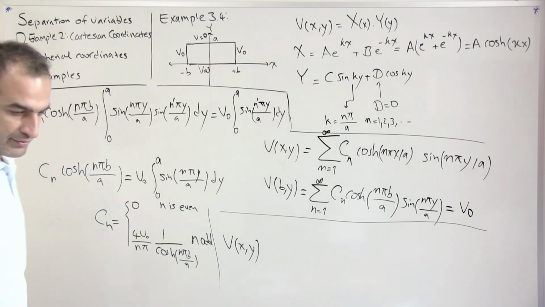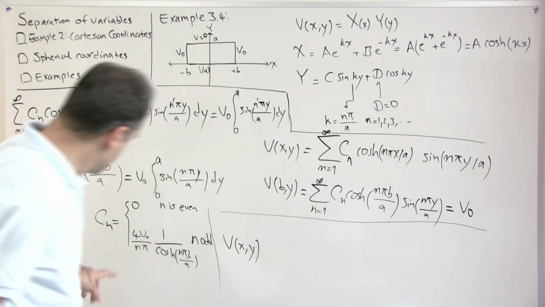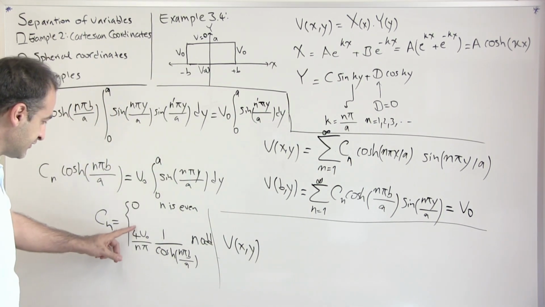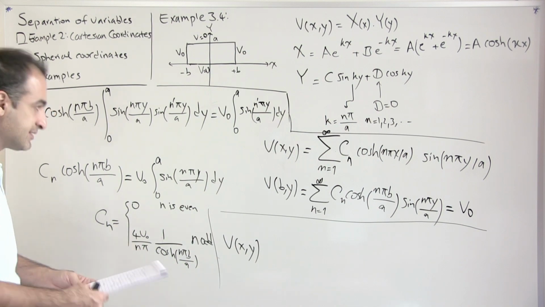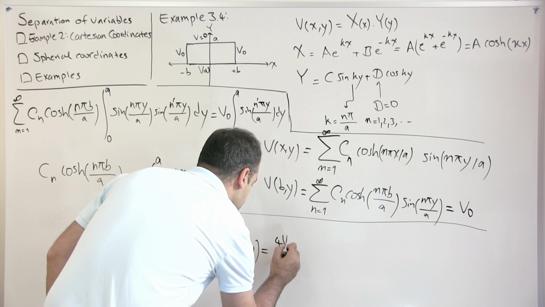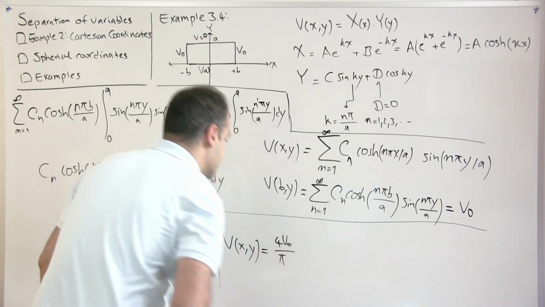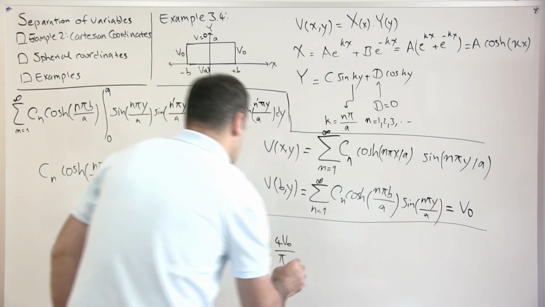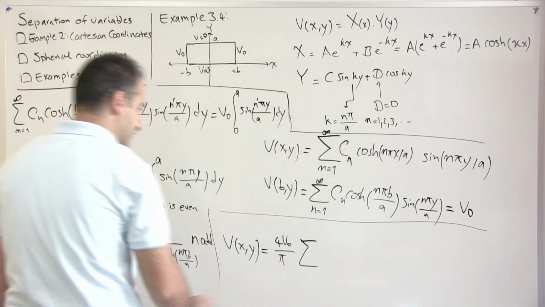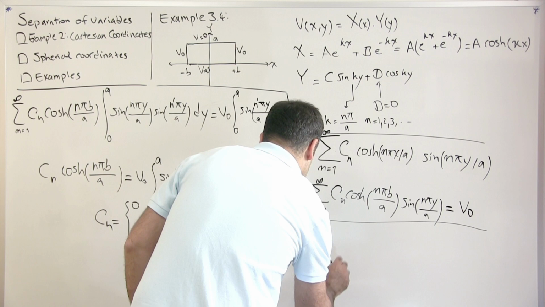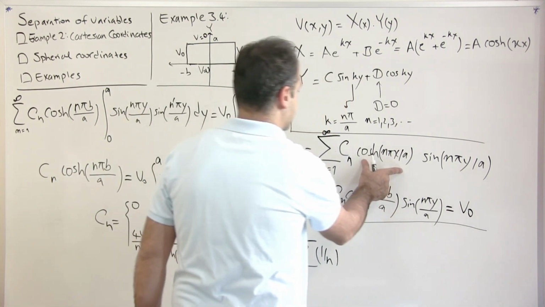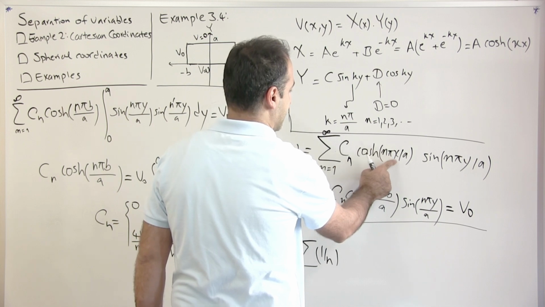So for the final solution, you can write 4V0 over pi outside of this summation. This is outside the summation, and what we have inside is 1 over n from the first term. So we have 1 over n here. And here we have cosh(n pi x over a).